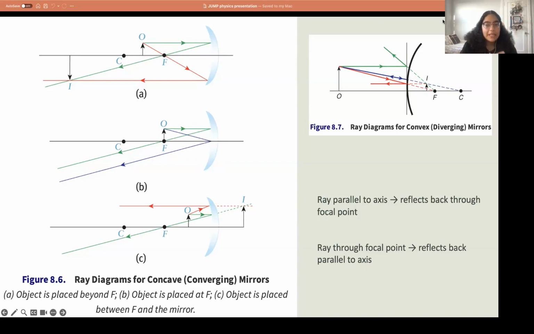If the object is placed at the focal length, there will be no image. As you can see, all the lines are parallel, and so there's no image constructed. And then if the object is between the focal length and the mirror, you'll get a virtual image that's upright.